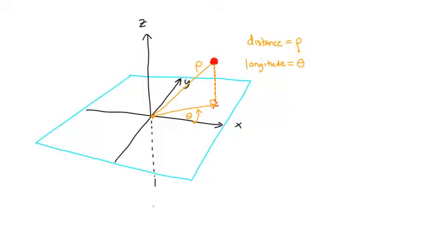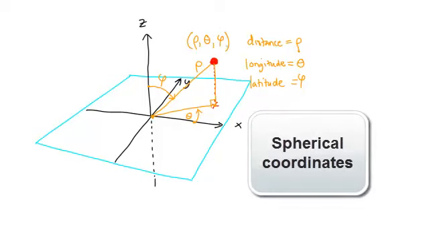The other angle we're going to measure is the angle the hypotenuse makes with the positive z-axis. So we're going to measure down from the positive z-axis to this, and we're going to call this second angle phi. So this angle phi is essentially a latitude. If we put these three things together, rho, theta, phi is called this point's spherical coordinates.